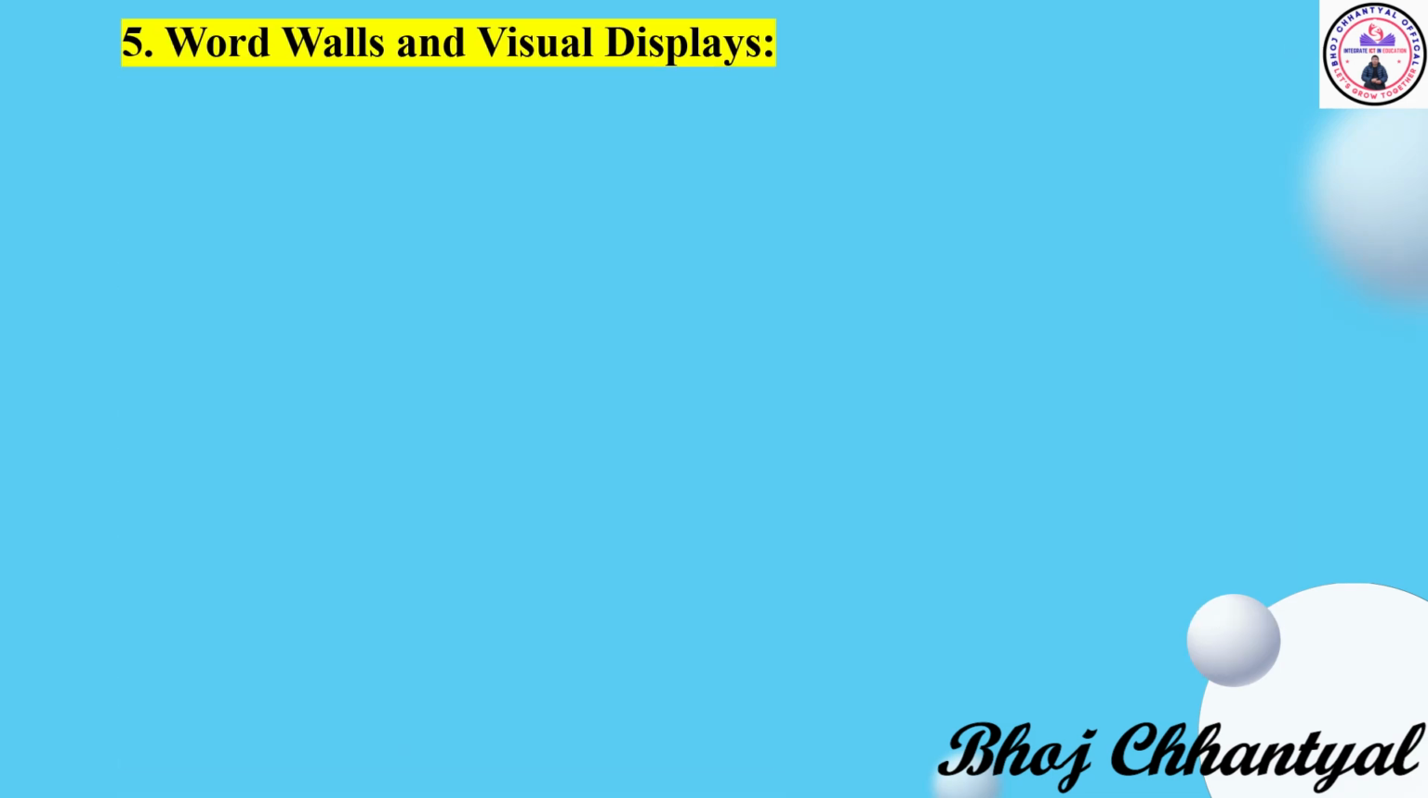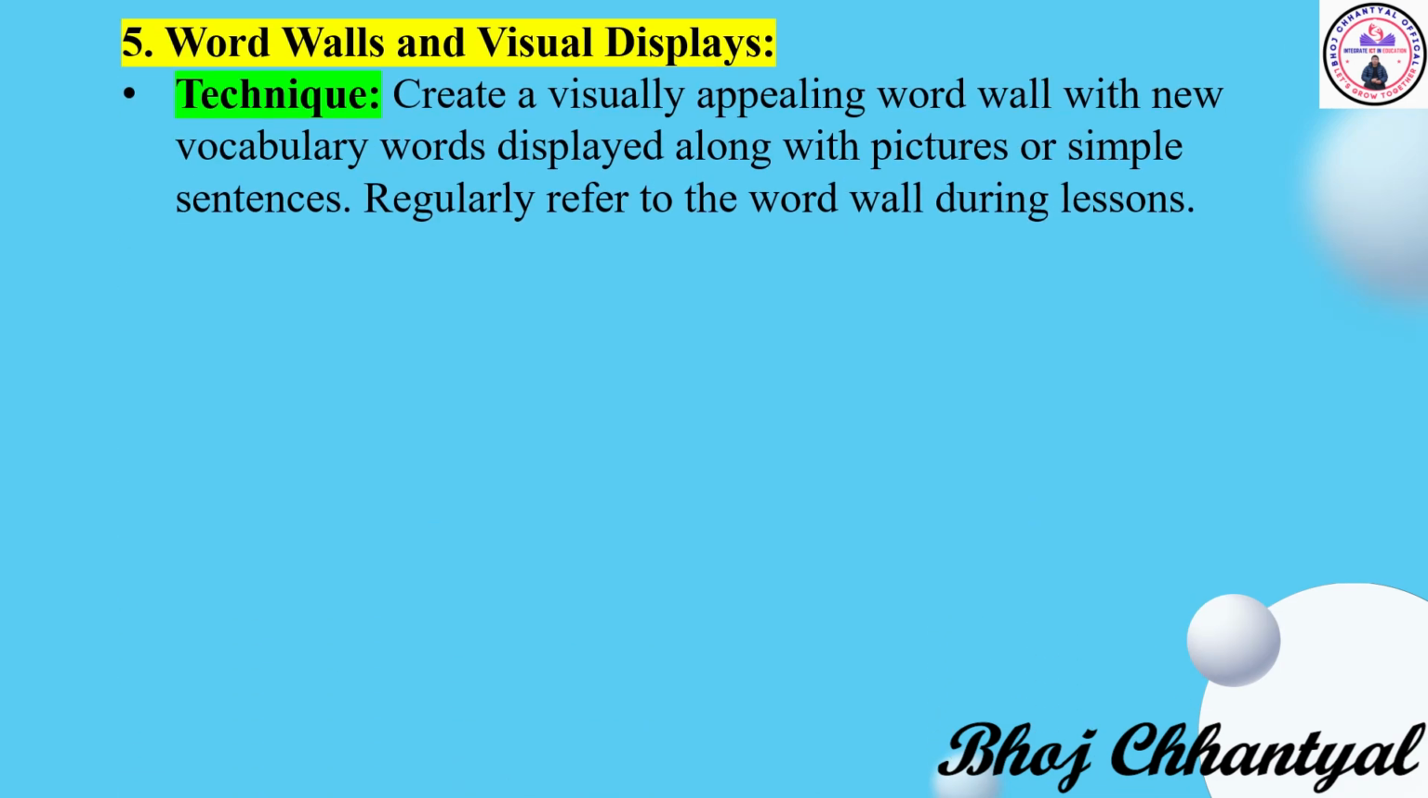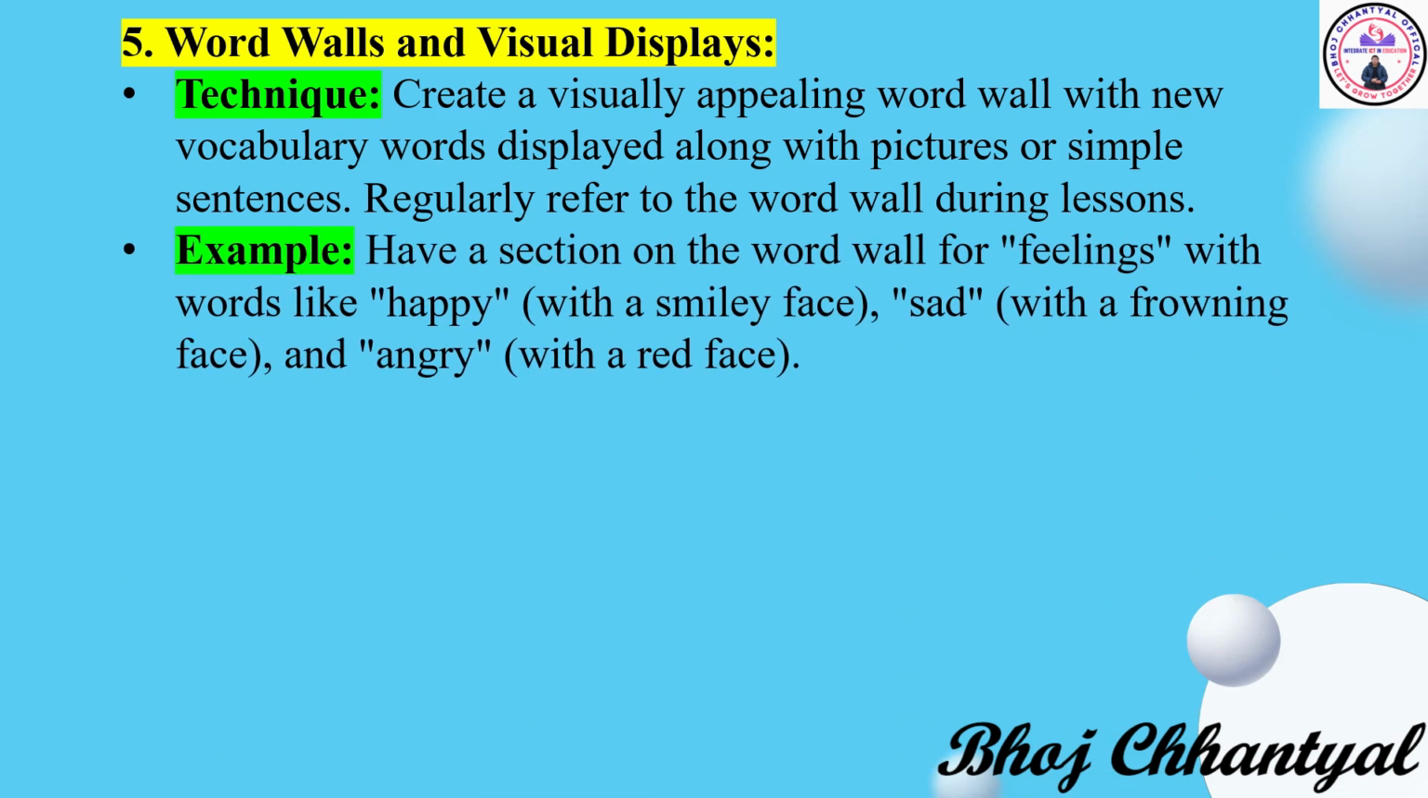5. Word walls and visual displays. Technique: create a visually appealing word wall with new vocabulary words displayed along with pictures or simple sentences. Regularly refer to the word wall during lessons. Example: have a section on the word wall for feelings with words like happy, with a smiley face, sad, with a frowning face, and angry, with a red face.